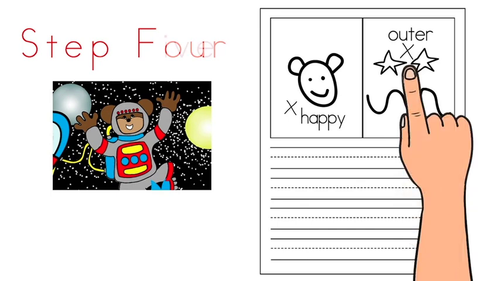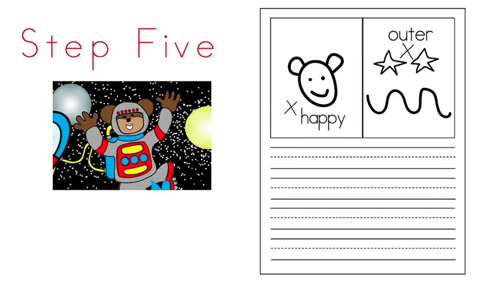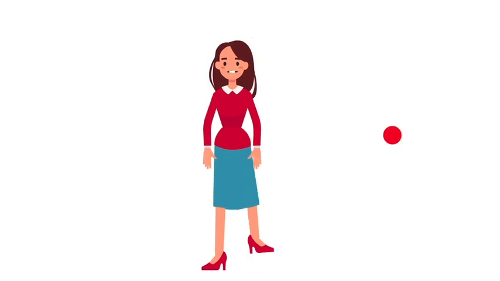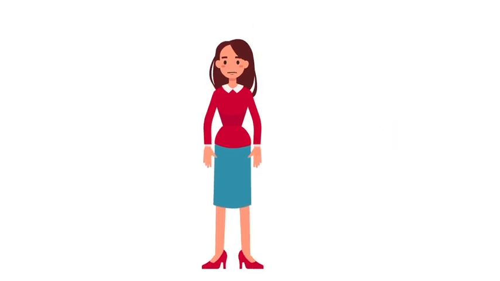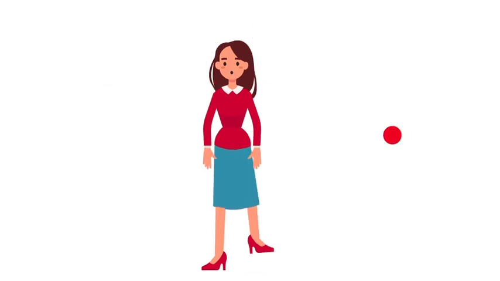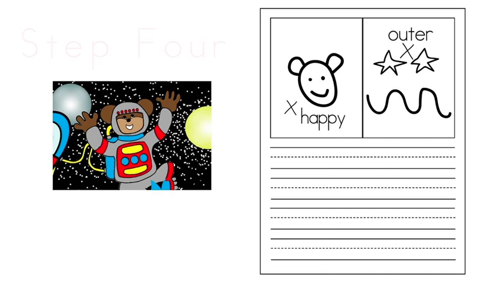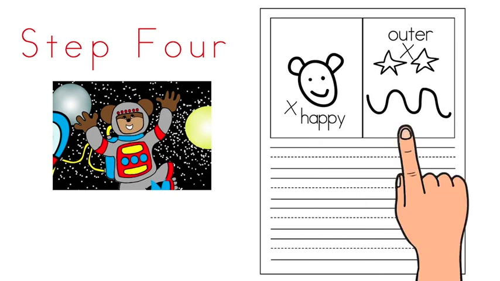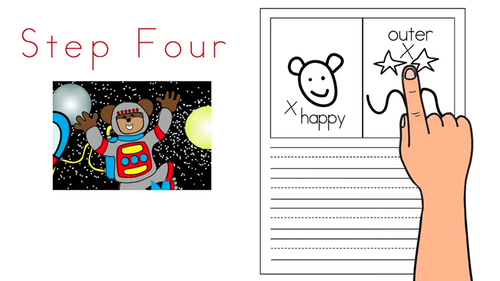Great job! Step 5. Time to plan for the capital and stop. Every sentence starts with a capital, and every sentence ends with a stop. Point to the planning boxes and say our sentence again. The happy bear floated in outer space.